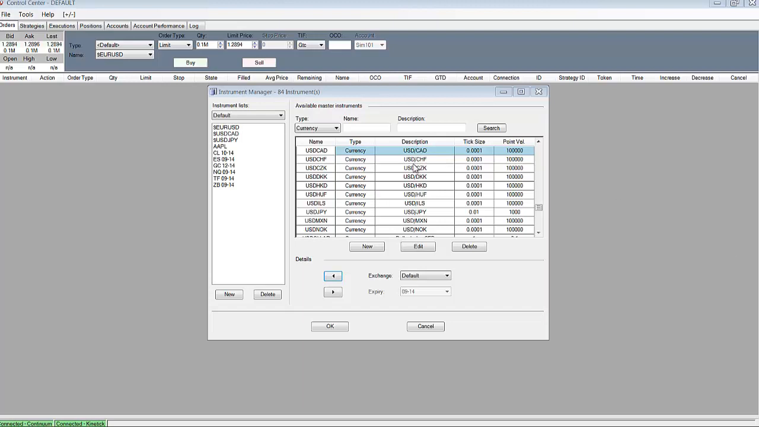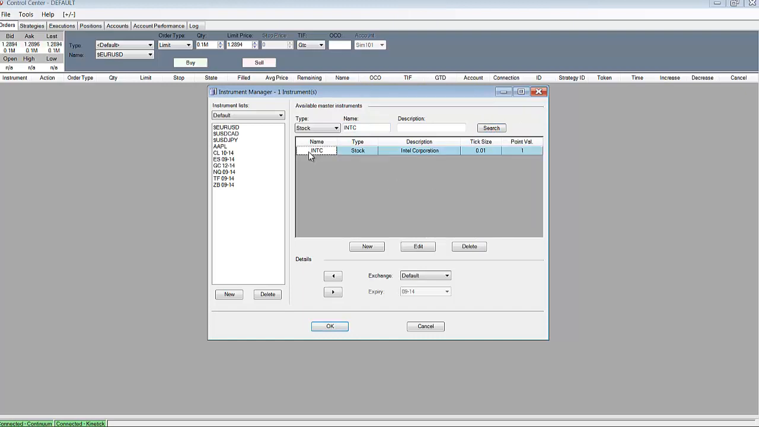TSLA. Okay, I don't believe Tesla is on the major data feed. Okay, so let's go into stocks and let's place the questions. Name. INTC. Found it. Done.